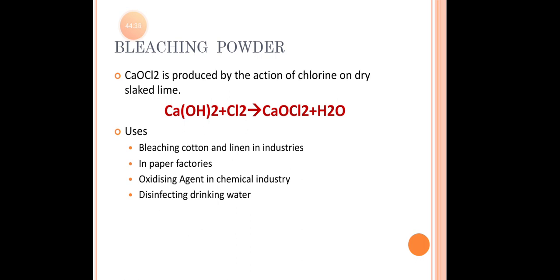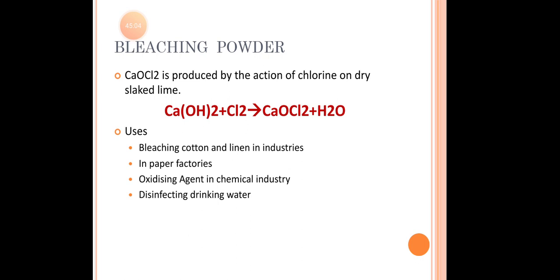And bleaching powder is used for bleaching cotton and linen in the cloth industries, in textile industries. It is also used to bleach paper to make the paper glow and become white. Even in the printing press they use bleaching powder, and it's also used as an oxidizing agent in the chemical industry. It is used as a disinfectant.